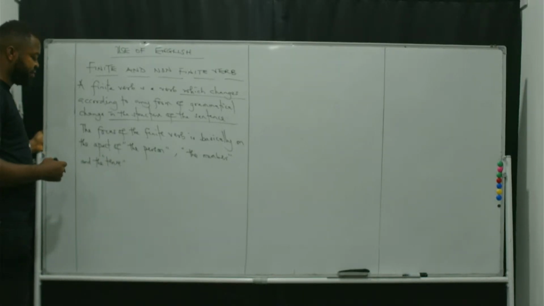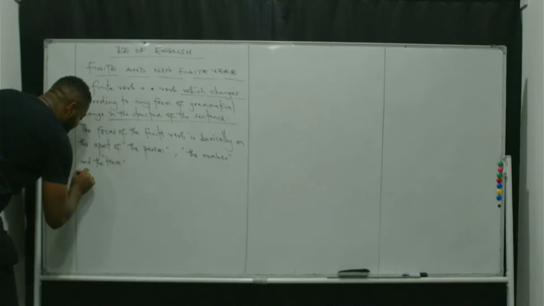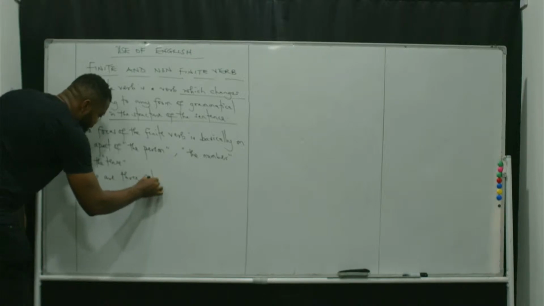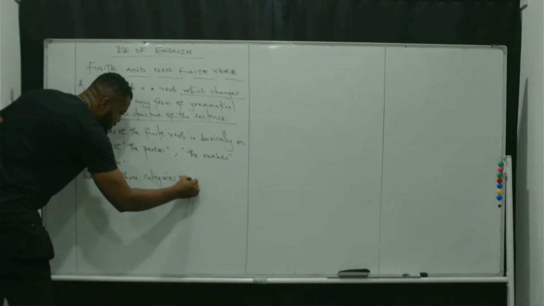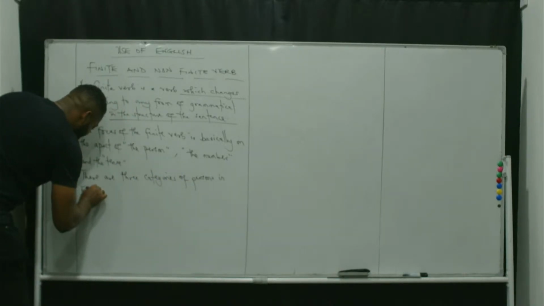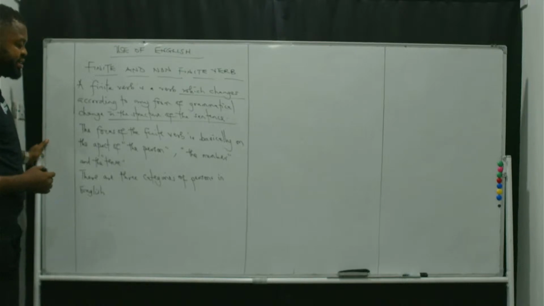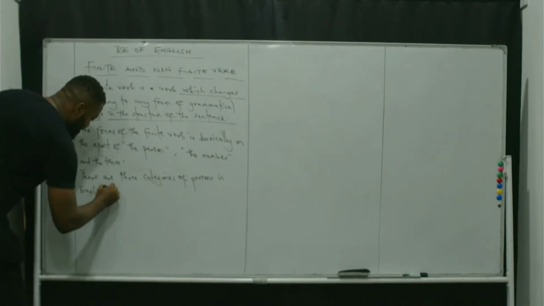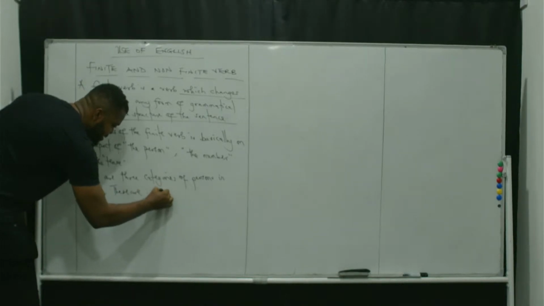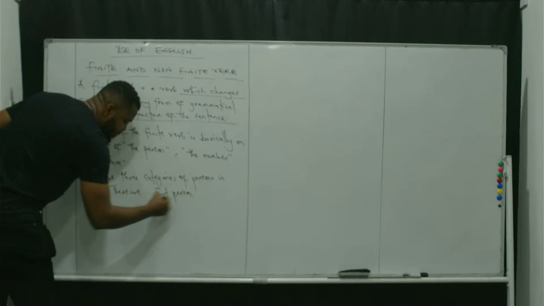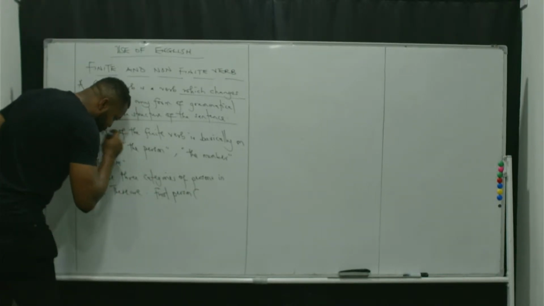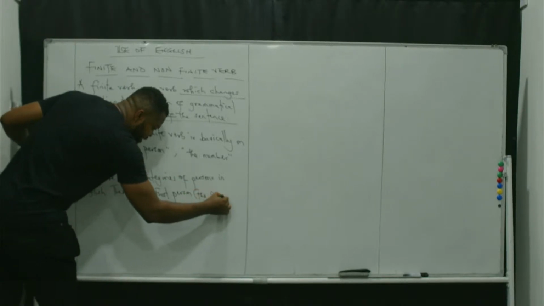Now we have the person. There are three categories of persons in English. These are first person. Another name for the first person is the speaker.